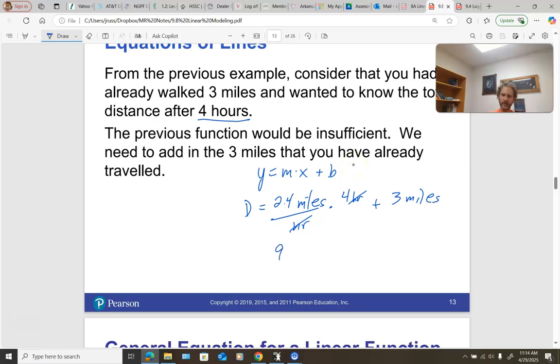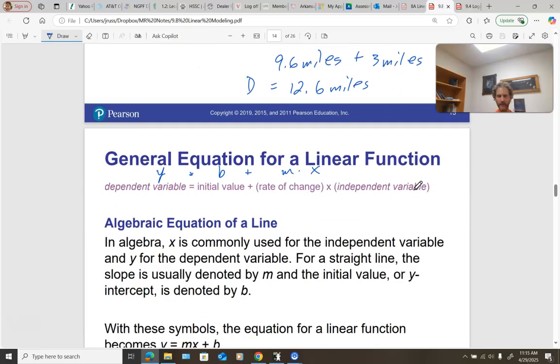2.4 times 4, I believe, is 9.6 miles. Plus that constant, the 3 miles that you've already covered, and this is going to give you a total of, I believe, 12.6 miles. Okay, so that would be the total distance. So we're bringing in this other value, okay, this initial value.